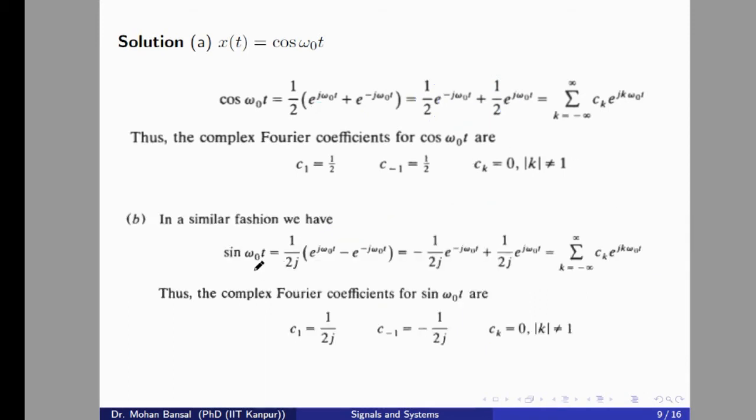Similarly, you can find the complex Fourier series for sin omega naught t, that is 1 divided by 2j times e to the power j omega naught t minus e to the power minus j omega naught t. So here you will have to find the coefficients of the Fourier series. This is the term for n equal to 1, so c1 is 1 divided by 2j, and this is the term for n equal to minus 1, so c minus 1 is minus 1 divided by 2j. And here we can represent it with k also for n.